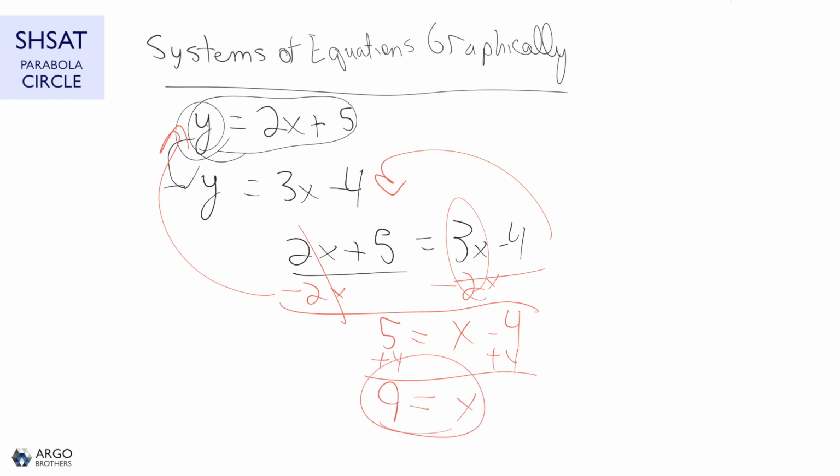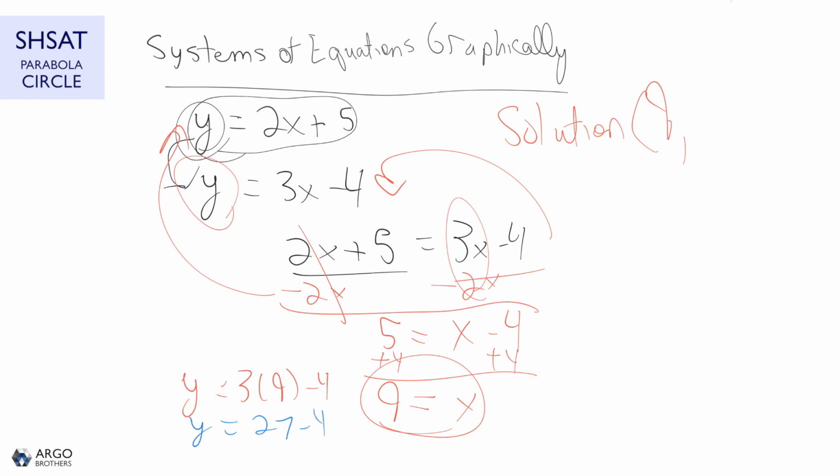X equals 9 is part of the solution to this system of linear equations. Now we need the y value. Let's plug that 9 into either equation. How about the second one? So we have y equals 3 times 9 minus 4. Well, 3 times 9 is 27, minus 4 is 23, so y equals 23. And so the solution set is 9 comma 23, and you can check that it works.